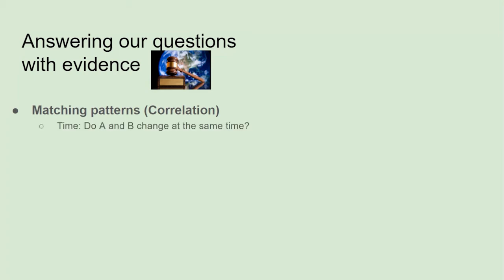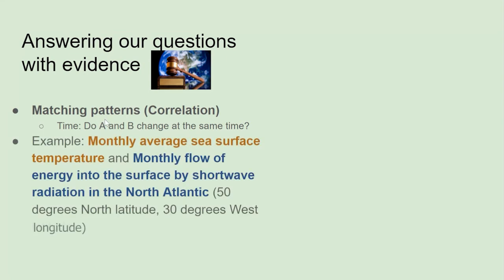To study correlation, we need to look at a bunch of values over time for each data set, otherwise known as a time series. Correlations ask if dataset A and B change the same over time. So in our example, we look at the monthly average sea surface temperature and the monthly flow of energy into the surface by shortwave radiation.